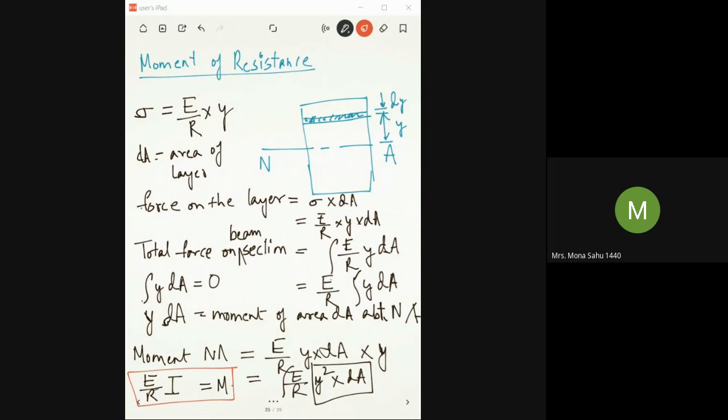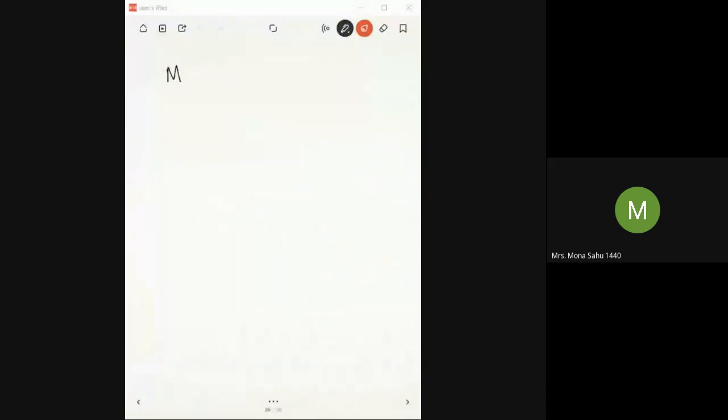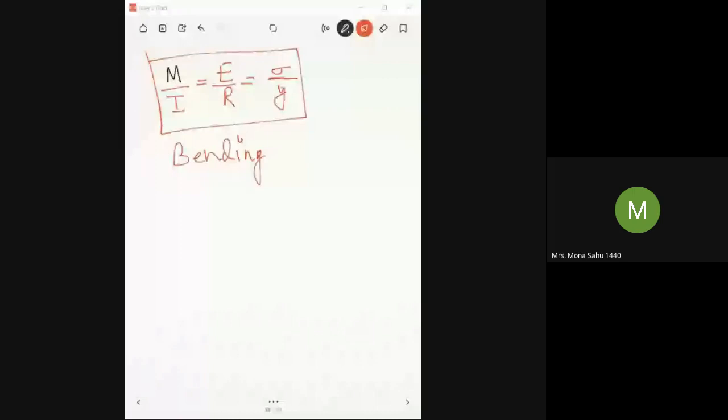Clear? So the final formula here is M by I equal to E by R. And what is E by R? It is equal to sigma by Y. This is known as the bending equation. We'll be using this equation in the next class. Bending equation.